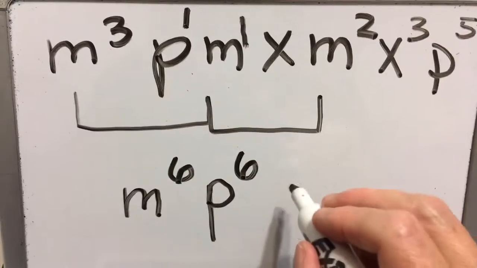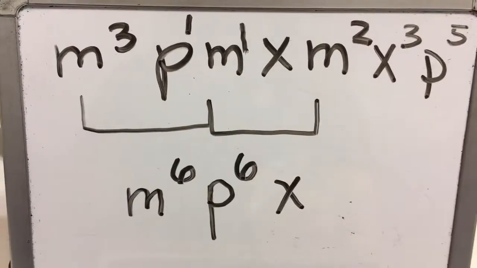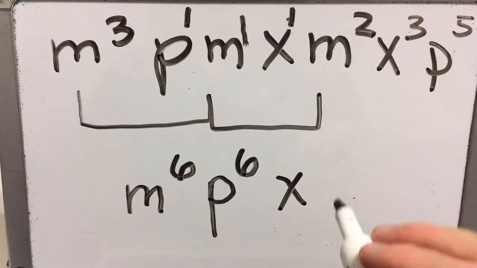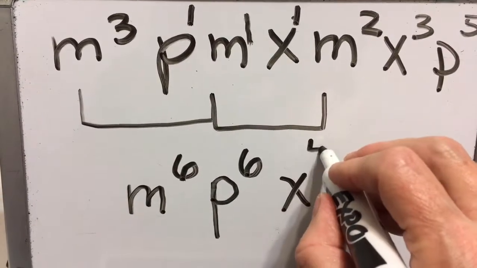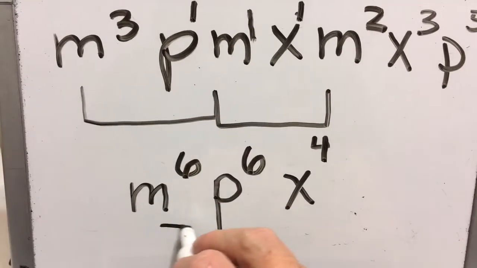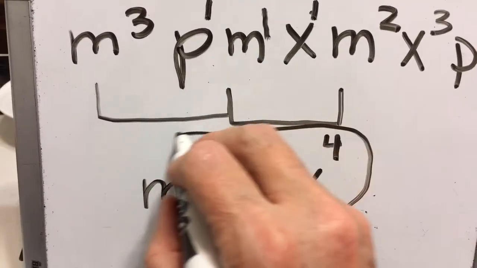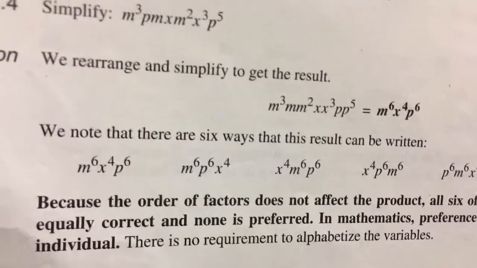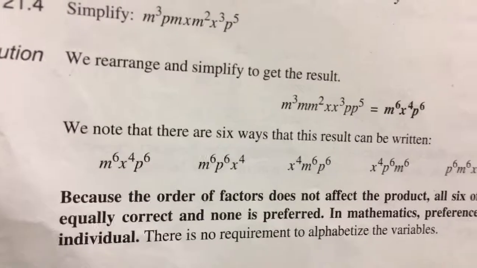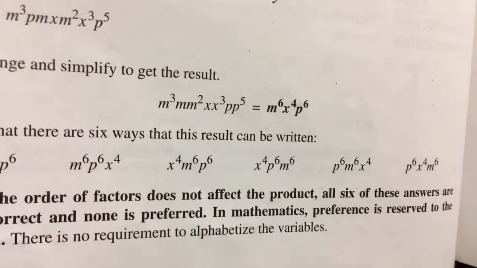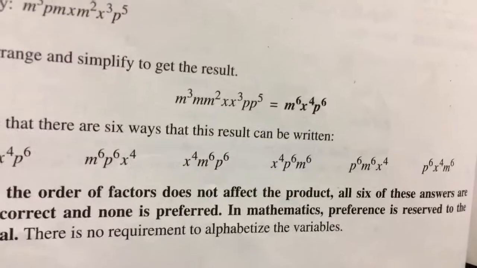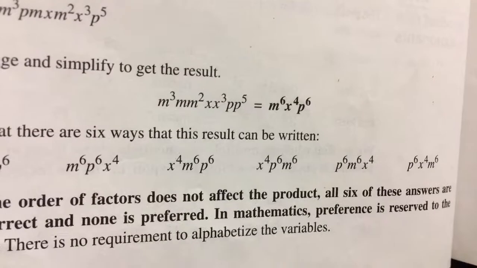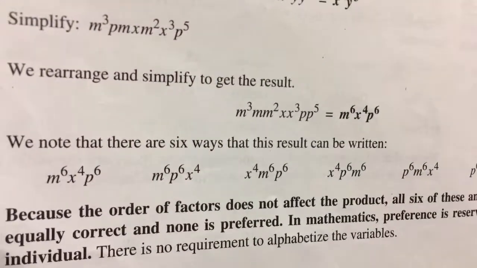And lastly, we're going to go up there and grab all of our x's. We have an x to the 1, an x to the 3 that we're going to multiply together to get an x to the 4. And it's fine to leave my answer just like this. But if we look down at the bottom of the page on page 92, we see that it's fine to leave it in any of these forms because order is not important. Multiplication is commutative, so we could leave it in any of those.